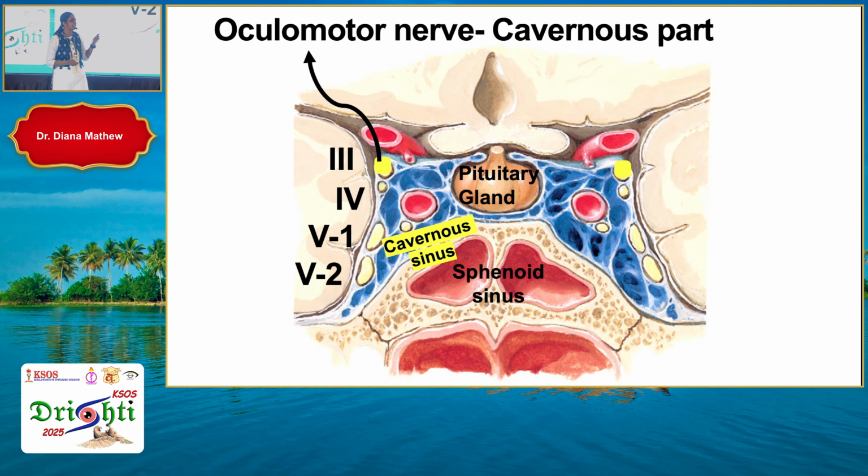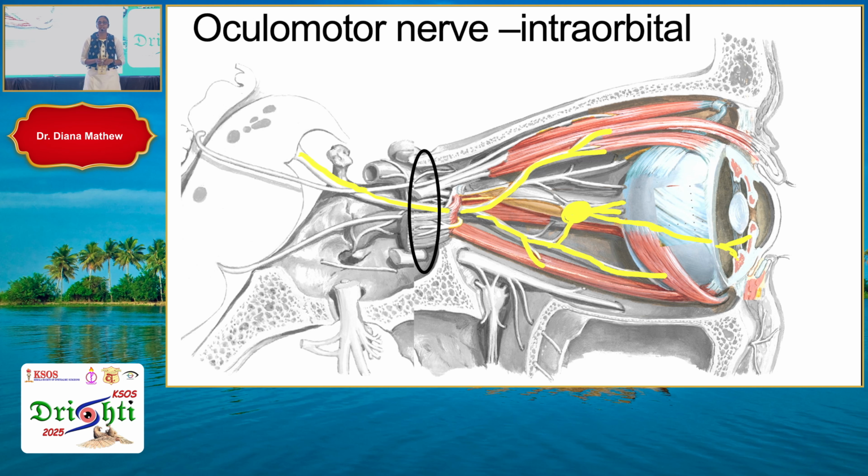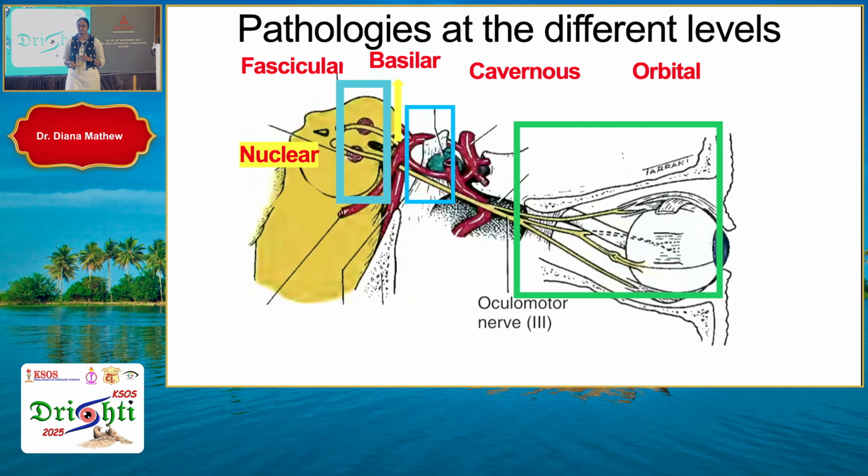anteriorly, inside the cavernous sinus, nerve divides into superior and inferior divisions. The superior division supplies superior rectus muscle and LPS muscle. Please note, the inferior division supplies inferior rectus muscle, inferior oblique muscle, and medial rectus muscle. The branch to the inferior oblique also gives parasympathetic fibers to the ciliary ganglion. You can see the ciliary ganglion. The postganglionic fibers then pass through short ciliary nerves and it supplies sphincter pupillae and the ciliary muscle. The main trunk receives its blood supply from vasa nervorum, whereas the superficial pupillomotor fibers receive their blood supply from pial vessels.